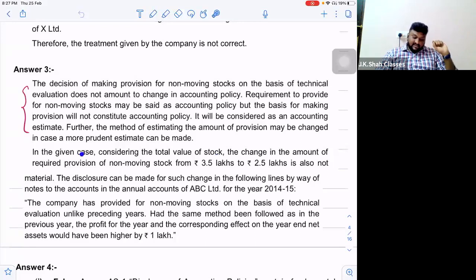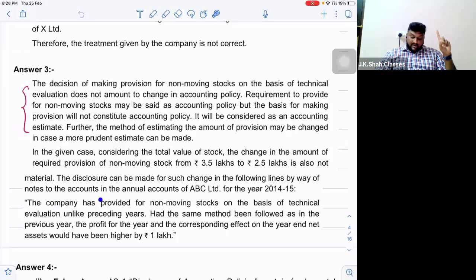In the given case, considering the total value of stock, the change in the amount of required provision of non-moving stock from 3.5 lakh to 2.5 lakh is also not material, because only 1 lakh rupees you have to reduce the provision. And the total value of your stock is 100 lakhs. So it is immaterial. Disclosure can be made for such change in the following lines by way of notes to accounts in the annual accounts of ABC Limited for the year 14-15. Now, what disclosure will you give?